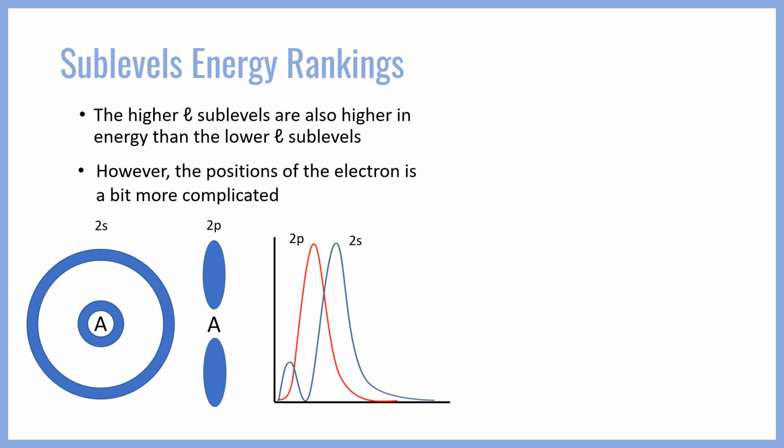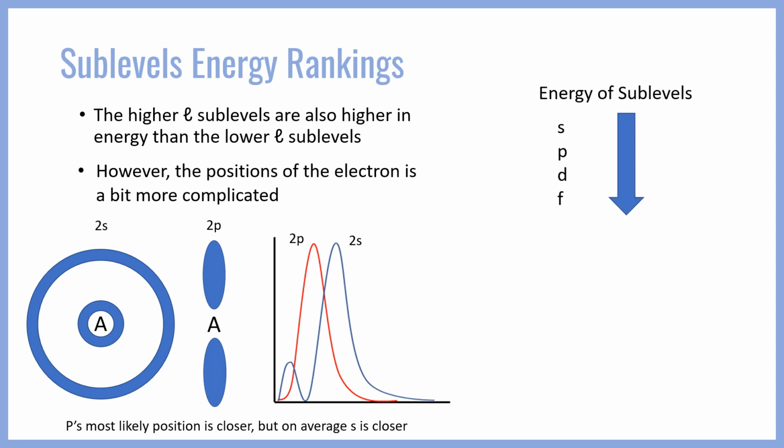And that is actually very significant. The reason is that while the p's most likely position is closer, if you were to sum the average of the probabilities, the s orbital tends to be on average closer to the nucleus. And proximity to the nucleus is directly related to energy. The closer you are, the lower the energy state you're in due to the Coulomb electrostatic interaction. And so the s orbital, because its average position is closer, is actually lower in energy. As a result, the energy of the sublevels can be ranked as s, p, d, f in increasing order.